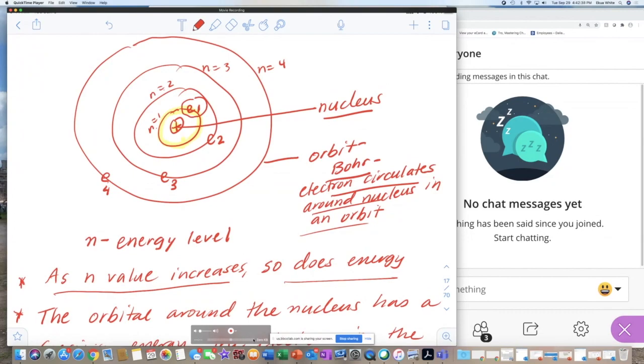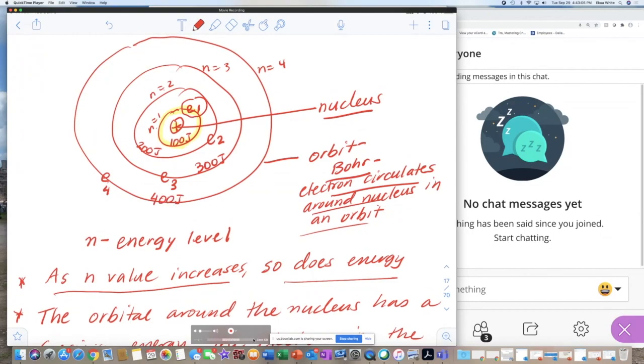For me to explain that part, let me go ahead and assign values to each energy level. For N is 1, I'll make this 100 joules of energy. N is 2, 200 joules of energy. N is 3, 300 joules of energy. These are not the actual values. The actual values are a little bit more complicated. I'm just showing you these values to make a point. And then N is 4, 400 joules of energy.